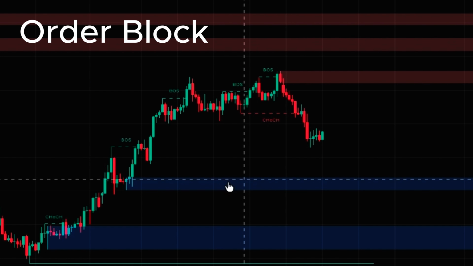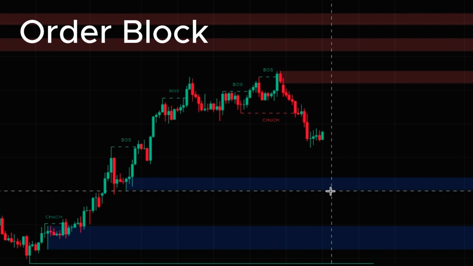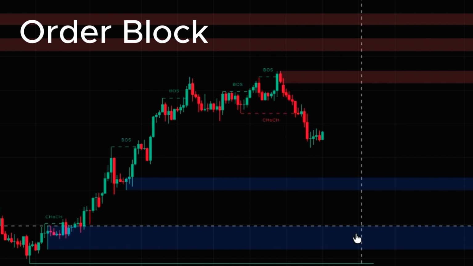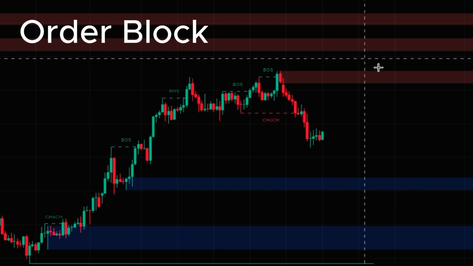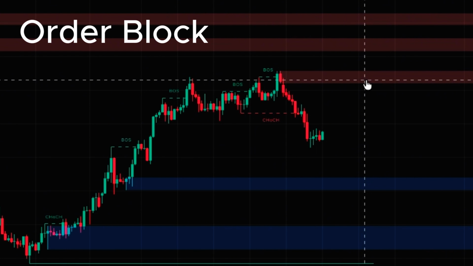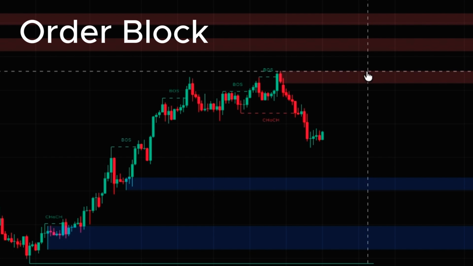For example, for this bullish order block here, which will act as a support level, we expect that the price will stop here and have difficulty to go down, and also with this one. And for this bearish order block here, which will act as a resistance level, we expect that the price will stop here and it will have difficulty to pass this area and go higher.